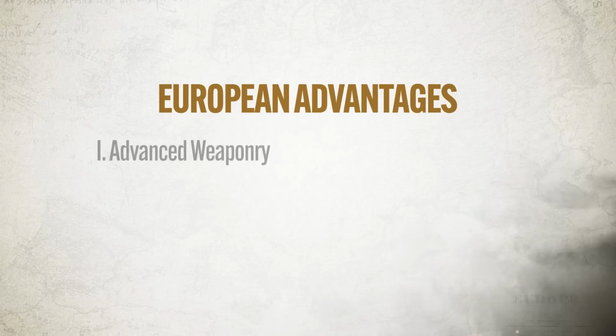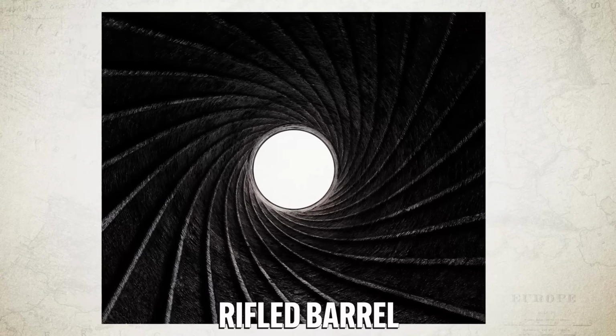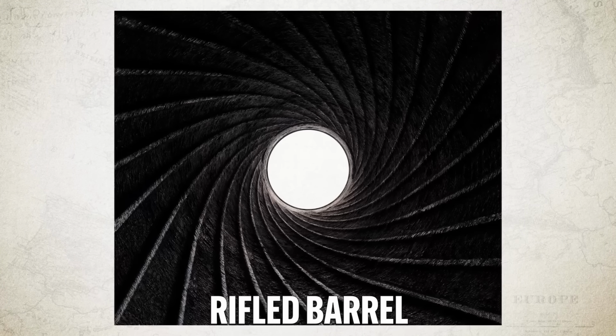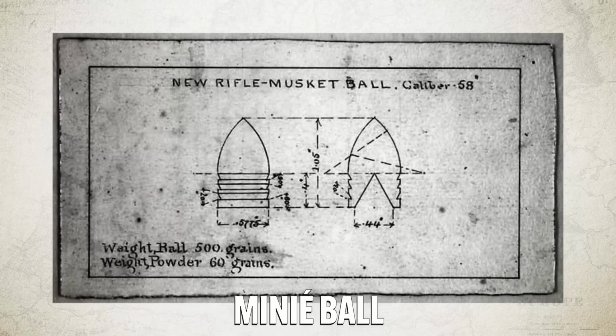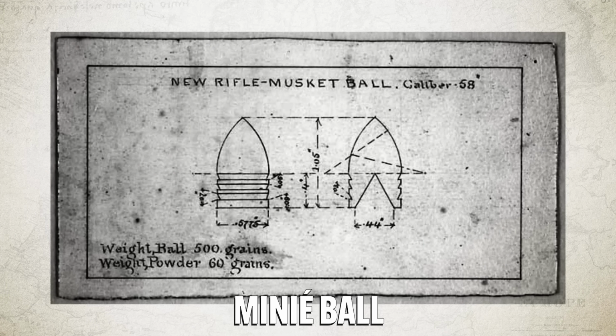The first advantage Europeans had was advanced weaponry, and I cannot emphasize enough just how much the Industrial Revolution contributed to this advantage. Guns were updated to include a rifled barrel, which means there were spiral grooves cut along the inside of them, which increased the accuracy of the shot. Additionally, the mini ball was invented, which was a conical bullet which was more accurate and did way more damage than the traditional musket ball.